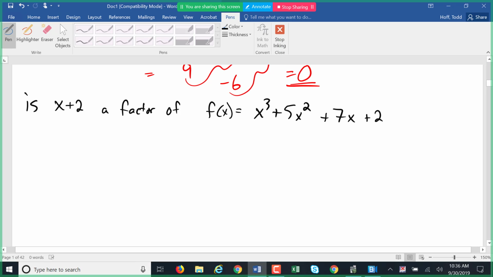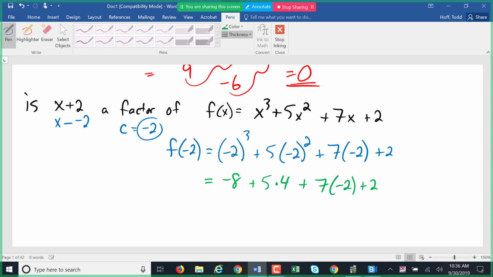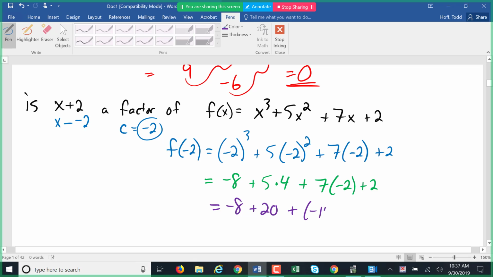For this one, remember this is x plus 2, so I have to change that to x minus a negative 2. So c is going to equal negative 2. So that's what we're looking for, f of negative 2, which will be negative 2 to the third power plus 5 times negative 2 squared plus 7 times negative 2 plus 2. Negative 2 to the third power is negative 8. Negative 2 squared is 4. Then we'll do our multiplying. So the negative 8 here doesn't change. 5 times 4 is 20. 7 times negative 2 is negative 14.